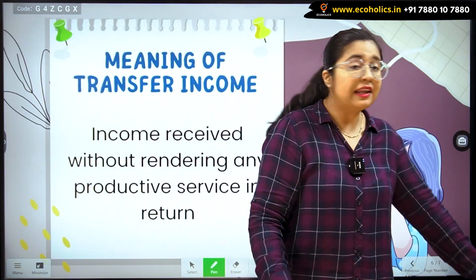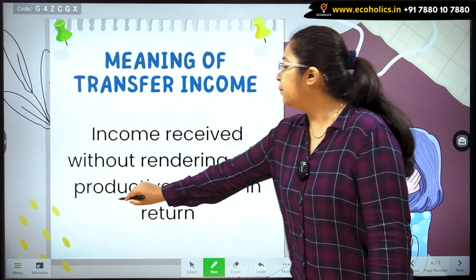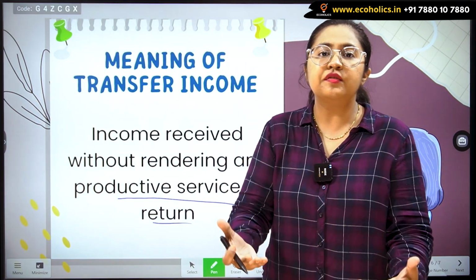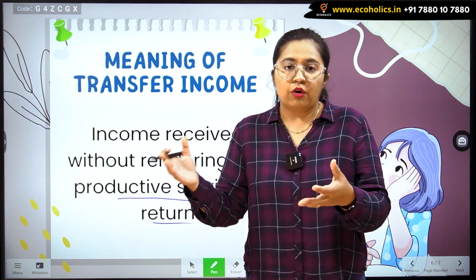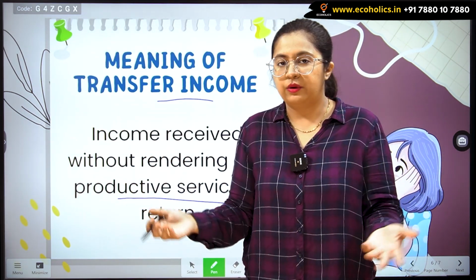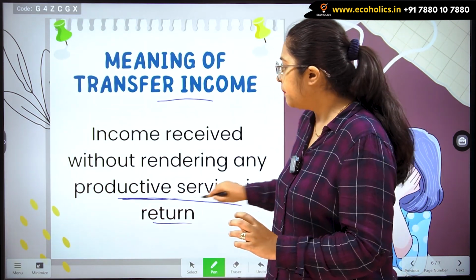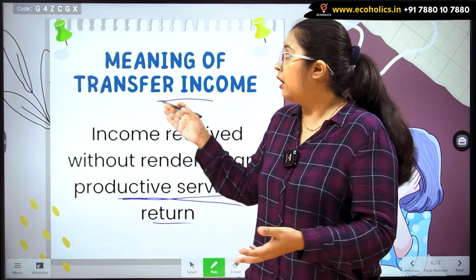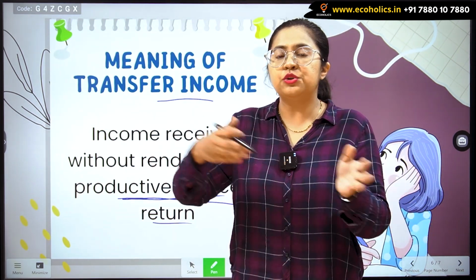Let's get to the meaning of transfer income. The income received without rendering any productive services in return. So, when a certain transfer income is received by some entity, and if someone pays it, then it will be called a transfer payment. But the meaning is the same. So here we must remember that there is no productive service, no goods and services being produced in the economy due to transfer income. This is a mere transaction, one party to another party.